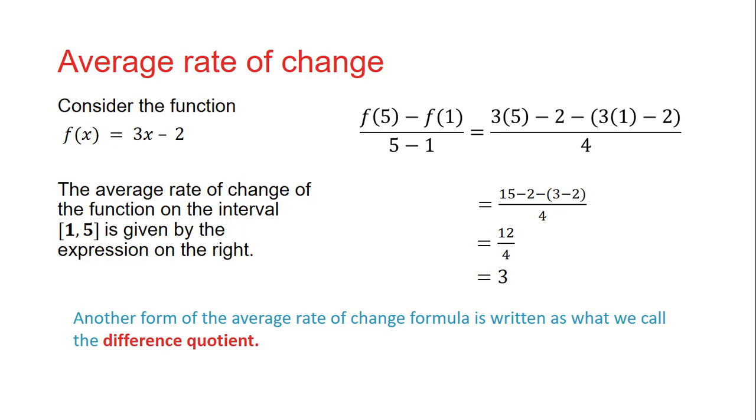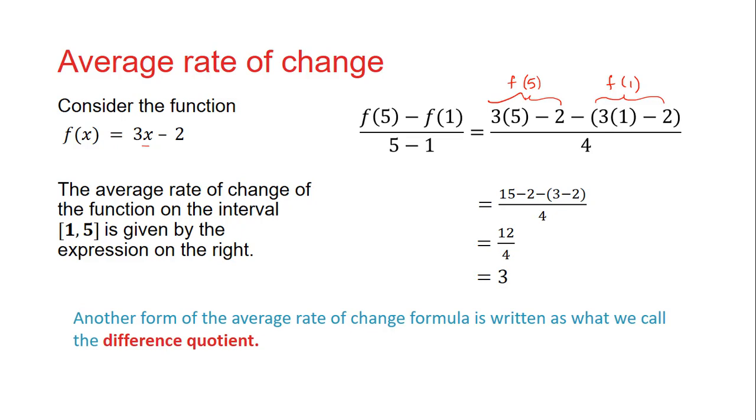We get f of 5, plug in 5 into the function, 3 times 5 minus 2, minus f of 1, plug in 1 in place of x to get 3 times 1 minus 2. And then divided by 5 minus 1, or 4. So the numerator, we get 15 minus 2 minus the expression 3 minus 2 divided by 4. The numerator is 15 minus 2, which is 13 minus 1, or 12, divided by 4, which is 3.